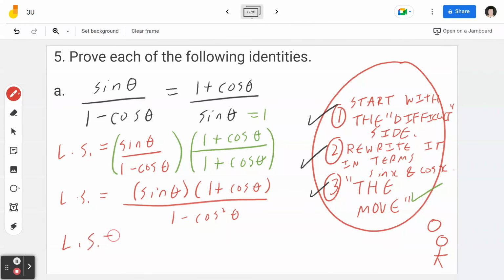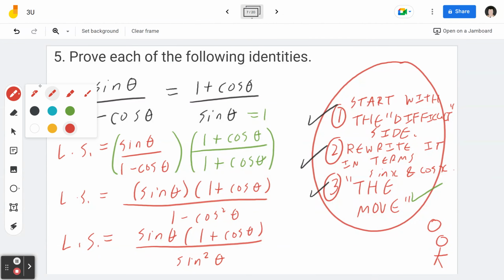I hope you recognize that 1 minus cosine squared theta is the same as sine squared theta. And of course, once you can recognize that, you can cross out 1 sine theta from the numerator and 1 from the denominator, and this gives exactly 1 plus cosine theta divided by sine theta, which is the right-hand side. And you're done. And that's how you prove.